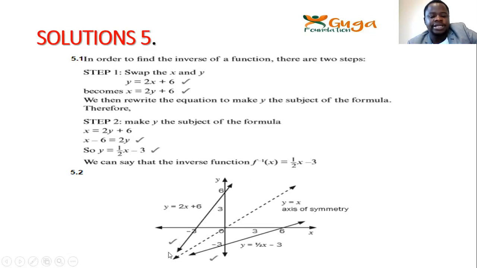For you to get the coordinates of the inverse, if here the coordinate was (0, 6), then on the inverse it would be (6, 0). And if here it is (negative 3, 0), it means that on the inverse you just exchange the coordinates, so it will be (0, negative 3). So it's somewhere here. Then you join the points, and y equals 1 over 2 x minus 3.